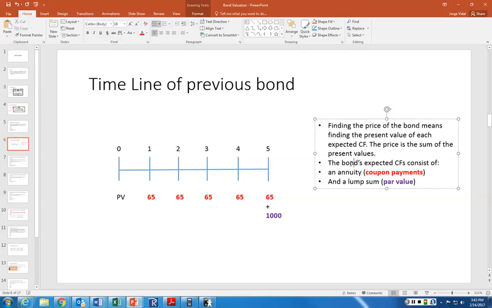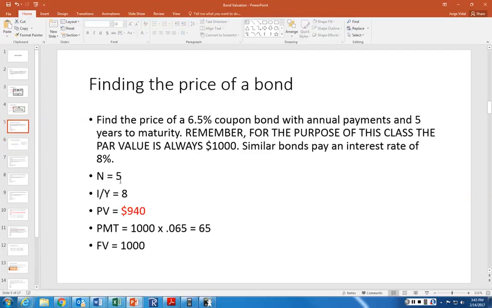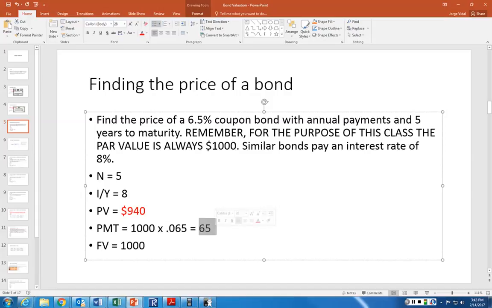Now, specifically for a bond, the bond's expected cash flows are an annuity, which are the coupon payments, 65 every year, and a lump sum par value of 1000. When you're using your calculators, hit the payment button, 65, that's the annuity. And how many of those 65 do you have? 5 of them. And then the lump sum, the future value, it's right here, the 1000.